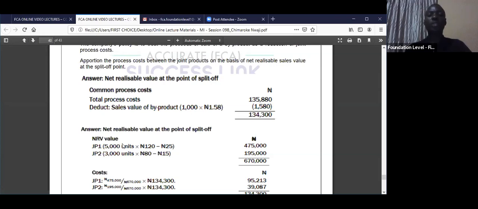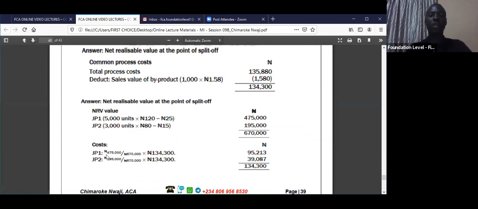So 5,000 units was produced. This one, 3,000 units were produced. What is the net realizable value? You can sell this one at 120 after making a further processing of 25 like we did before. Sell this one at 80 after a processing of 25. So what we do, you multiply, you get your figure. These were the figures we had before. So all we will now do is this figure divided by this last figure, multiplied by what you are trying to share. Of course, we have now a different figure.